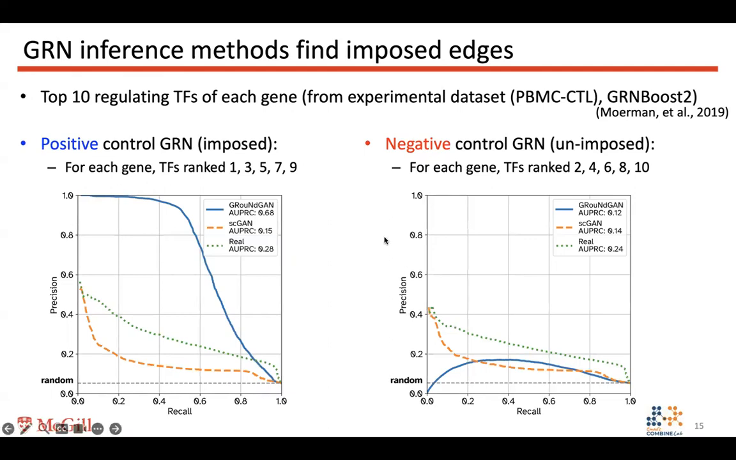And then when we applied GRNBoost2 again on the simulated data, we saw that its performance goes quite significantly up. Here we are having an AUPRC of 0.68 on the positive control data set, and you can compare it to its performance when applied to the experimental data set, this green line. But then when we looked at the unimposed edges, we saw that its performance was much lower than the experimental data, and it was close to random.